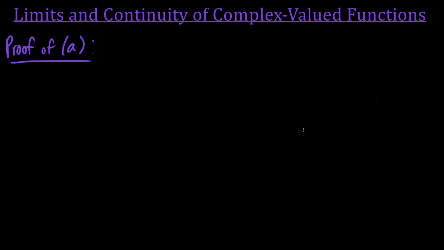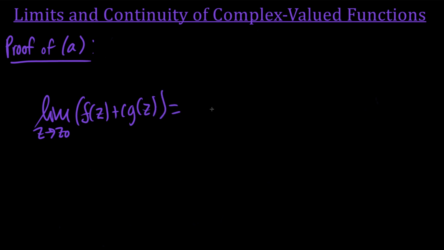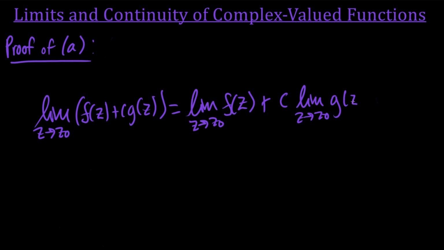Alright, just to get a little bit of proof writing practice in, let's go ahead and do a proof of property A, which remember said that the limit as z approaches z0 of f of z plus c g of z equals the limit as z approaches z0 of f of z plus c times the limit as z approaches z0 of g of z. And so recall back to the definition of a limit that this right-hand side, which is our supposed limit, is our w0 in this context.